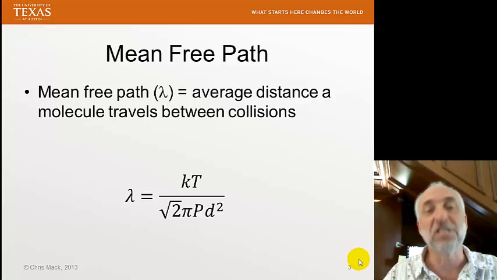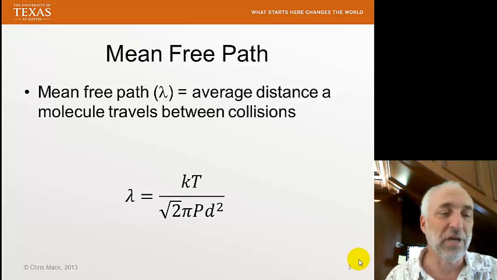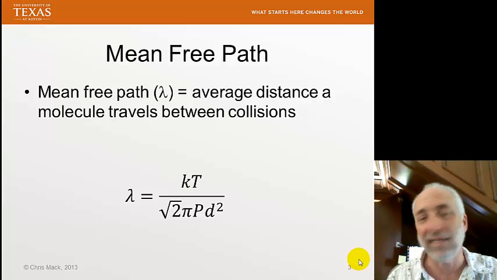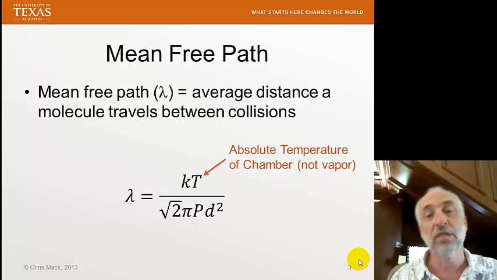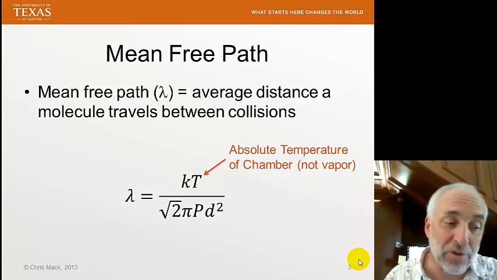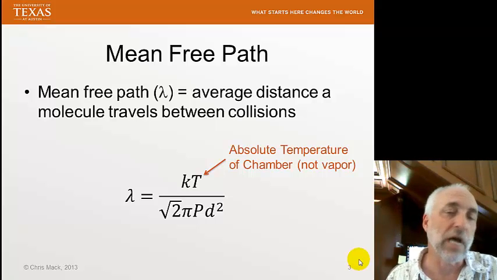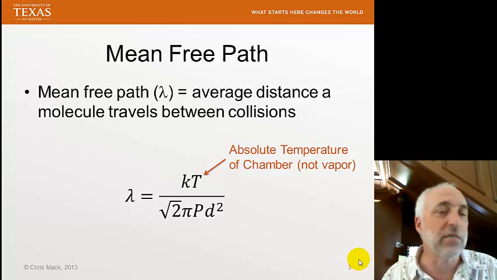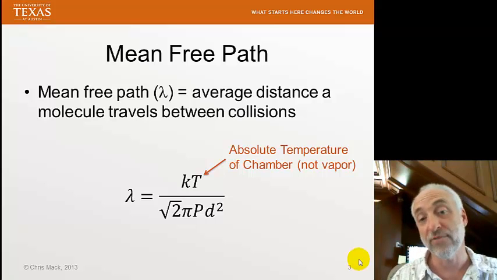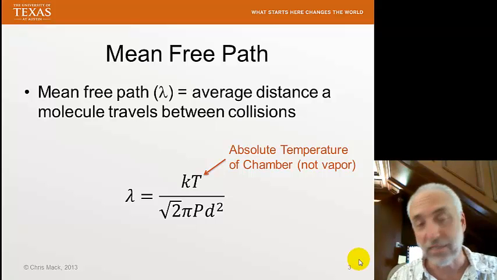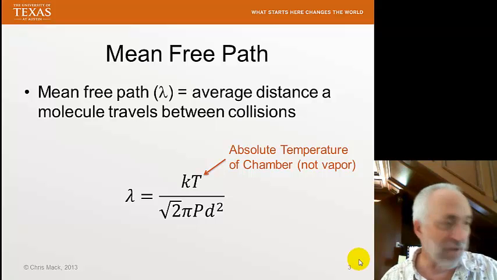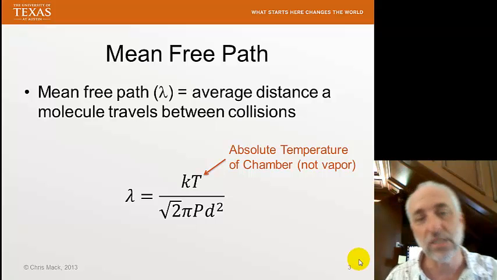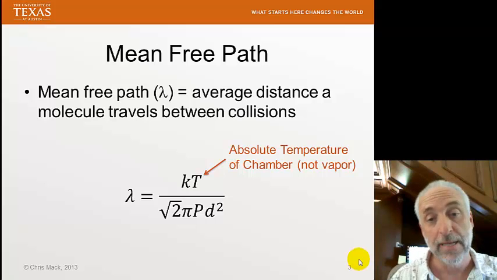It's a statistical result based on the probability of smacking into a gas molecule. It's a function of the temperature. This is the absolute temperature of the chamber, not the vapor, because what we're looking at is how likely it is we will find a residual gas molecule after we've pumped it out, and these gas molecules are at room temperature. The higher the temperature, the faster they vibrate, and therefore the more likely it is that you'll run into one of them.